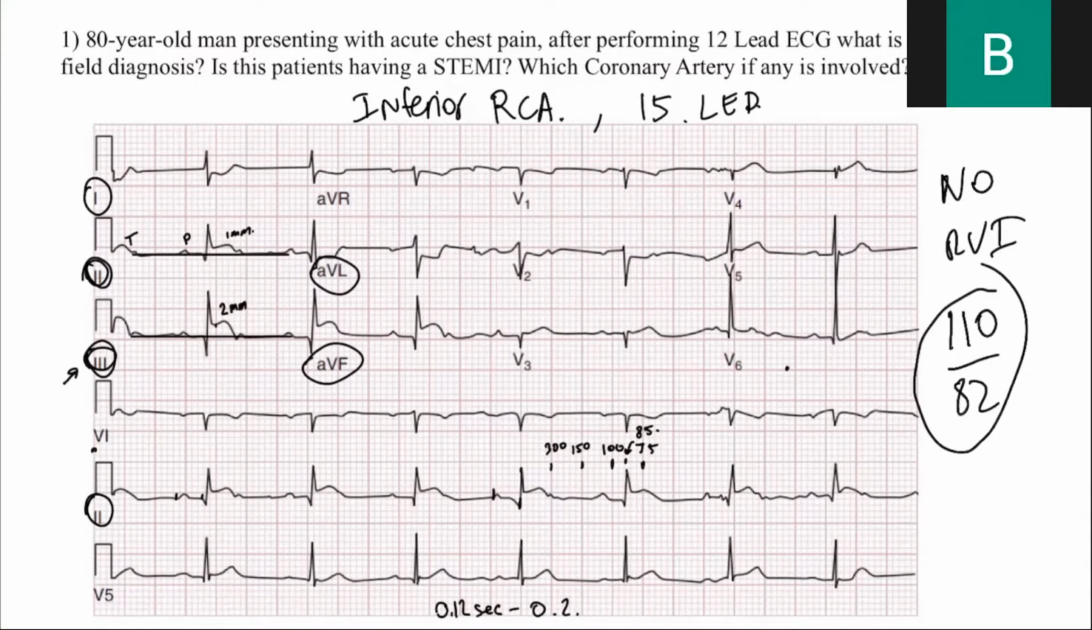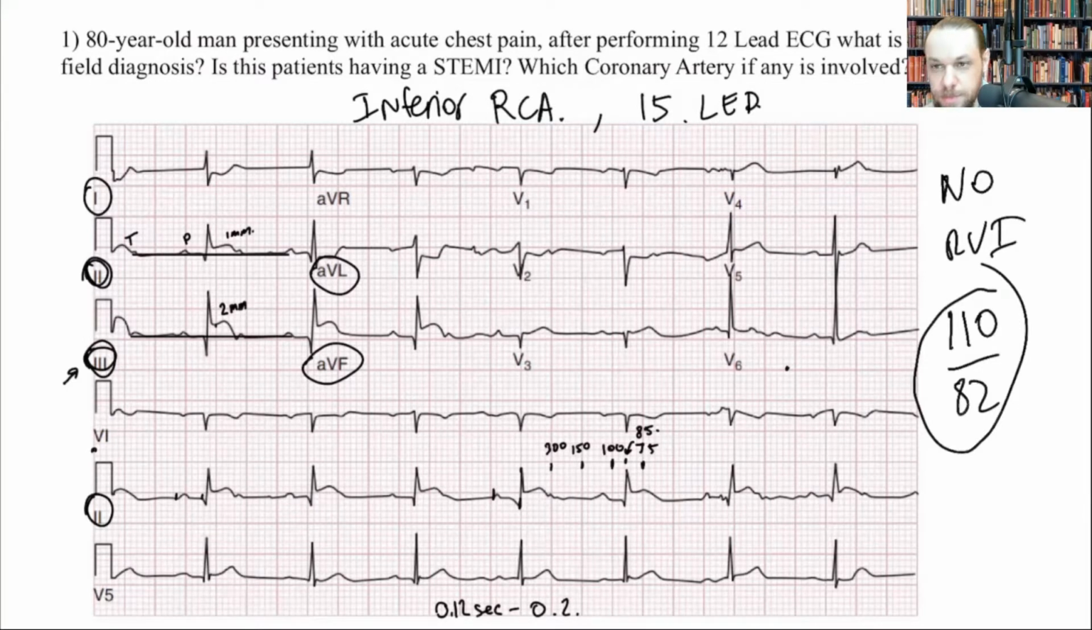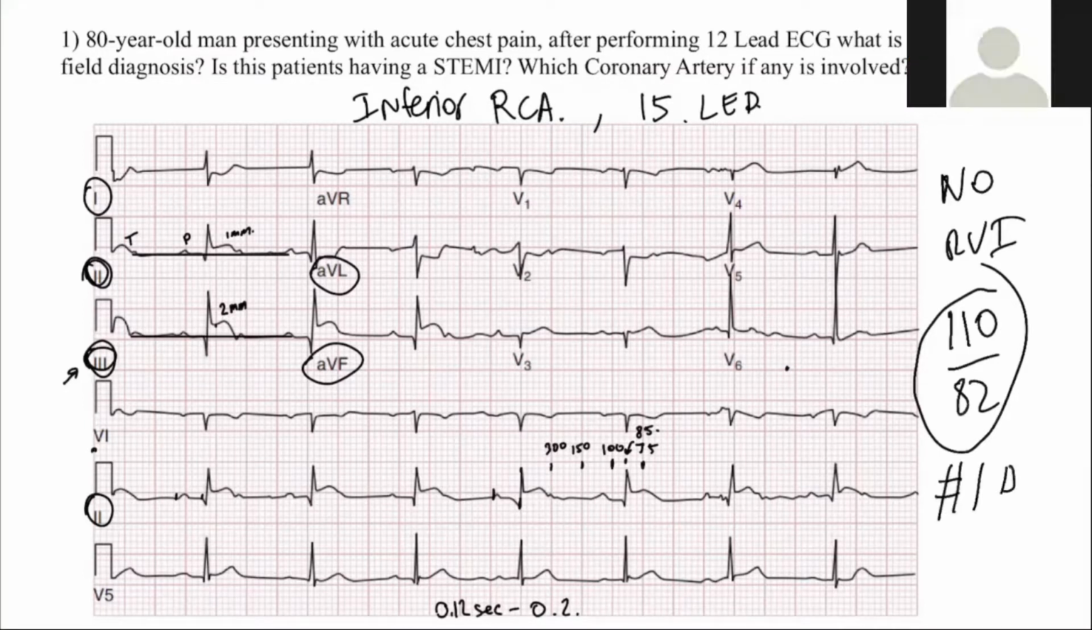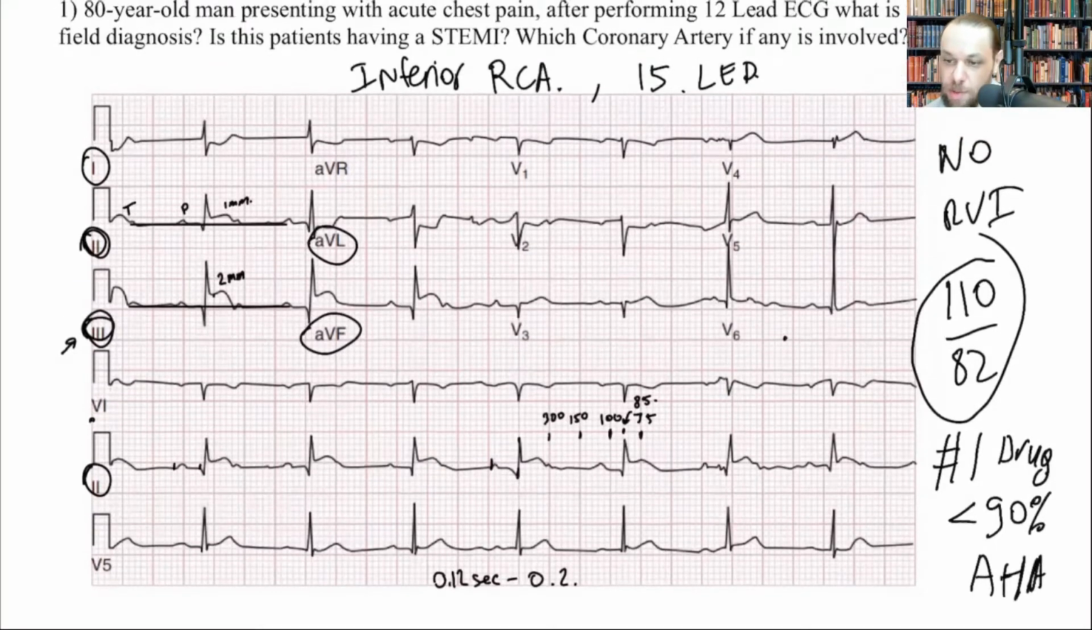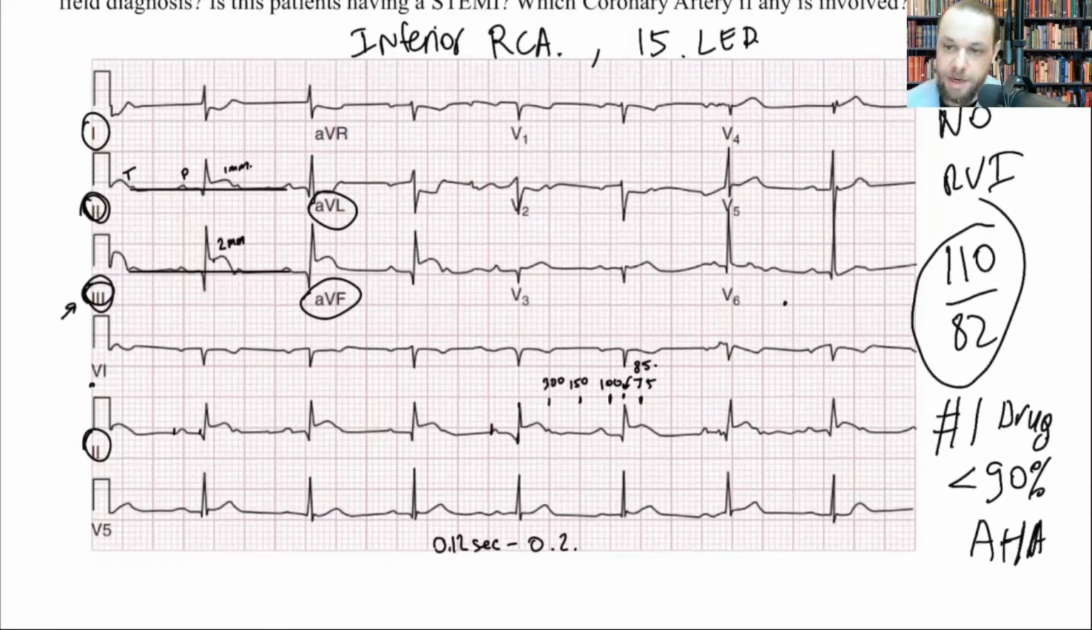Brenda, you wanted to go? I was thinking about nitro. So what would be your first drug you want to give? What would be number 1 drug? Oxygen. Aspirin. Oxygen, as long as their pulse ox is less than 90% per the AHA, right? So yes, oxygen would be my first drug in a primary assessment. If their pulse ox is less than 90, let's say we gave that, what would be your follow-up drugs?